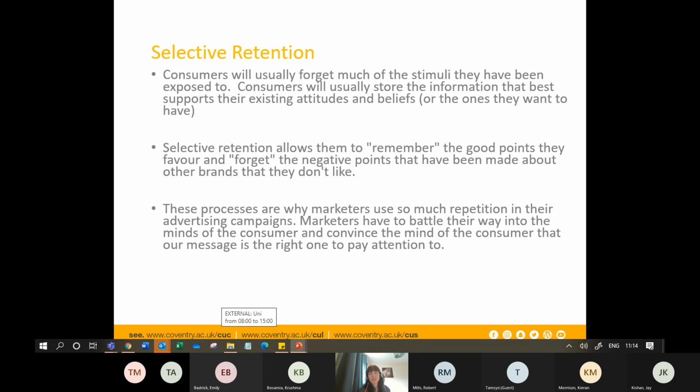So what we need to do with selective retention is remind people of whatever it is that they've bought into before. So how would you use selective retention in your marketing communications? What sort of campaign could we do? How could we use selective retention for the brands that we're looking at?